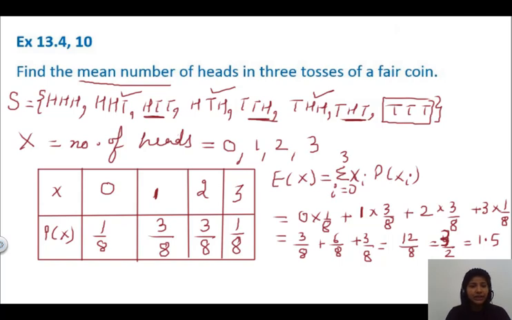So this is the mean number of heads in 3 tosses of a fair coin. This is how you're going to form your table and find the mean. You just need to remember the formula and the events, the outcomes you already learned in the previous exercise. Let us now go to the next question.